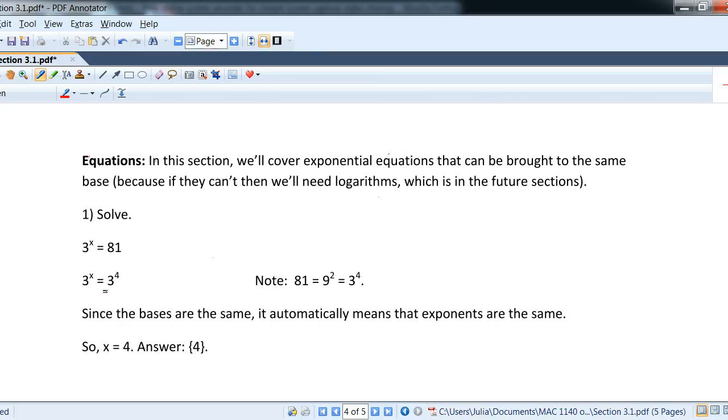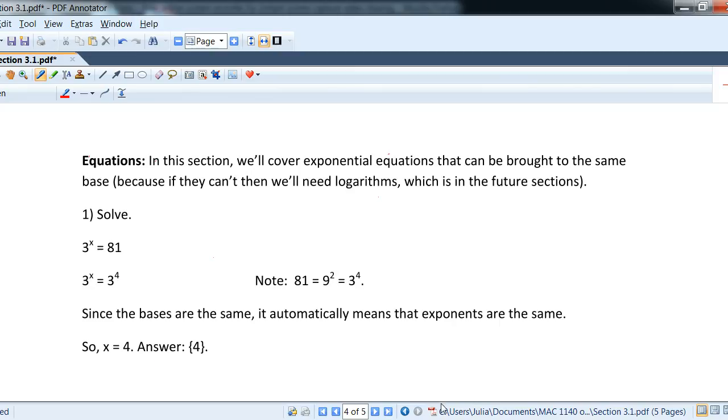Now, if we can bring them to the same base, that's one technique we can use. For example, 81 is a power of 3. If you recall, it's 9 squared, which means it's 3 to the 4th power. So if we set them equal to each other, since the bases are the same, that means the exponents are also the same. So x is 4, and that's our answer.